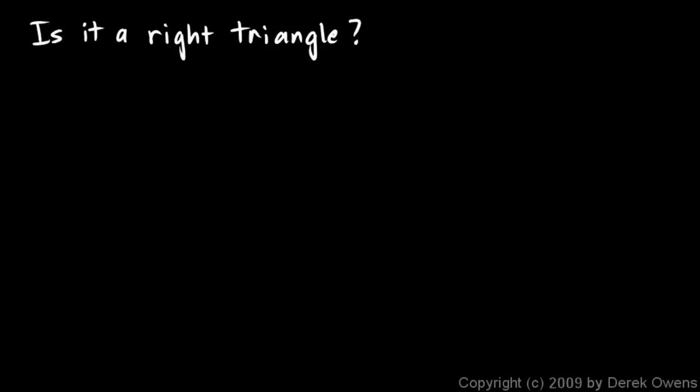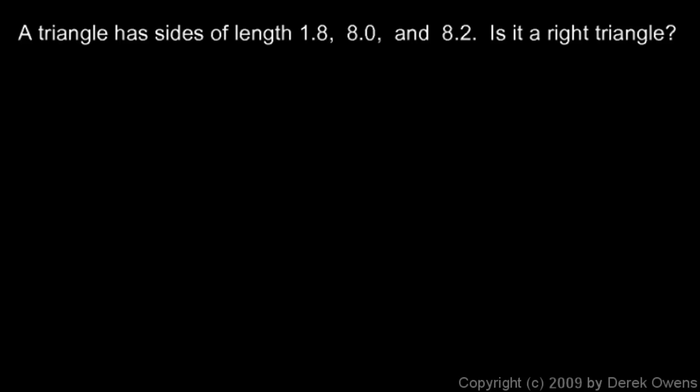Now we will do a few more examples where we use the Pythagorean theorem to answer this question: is it a right triangle? And here's the first example. A triangle has sides of length 1.8, 8.0, and 8.2. Is it a right triangle?